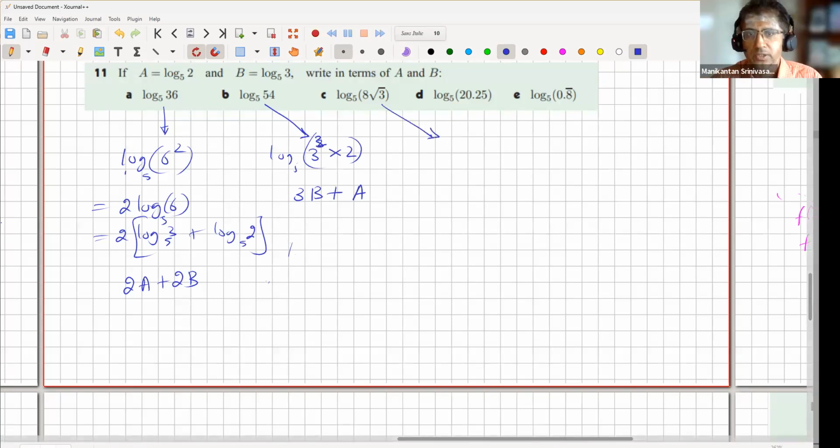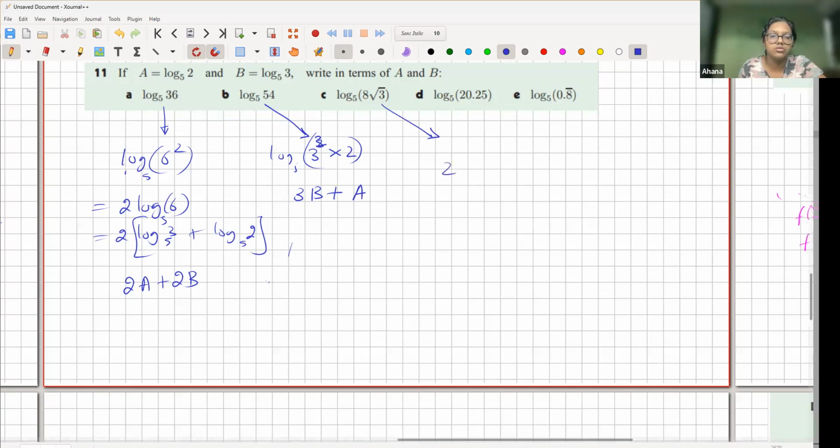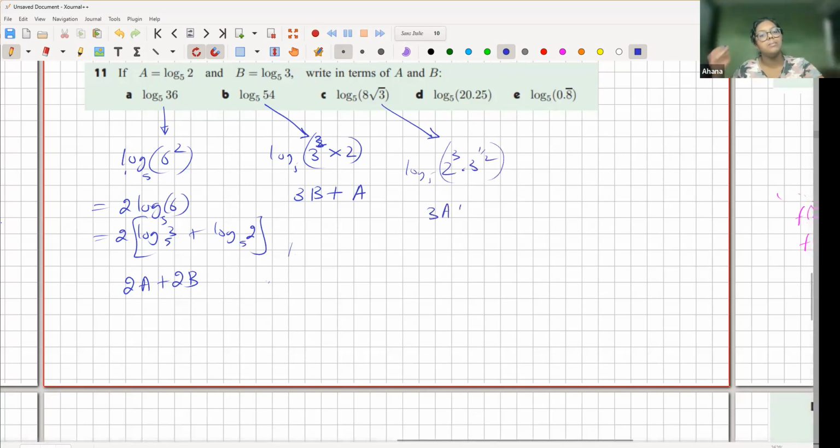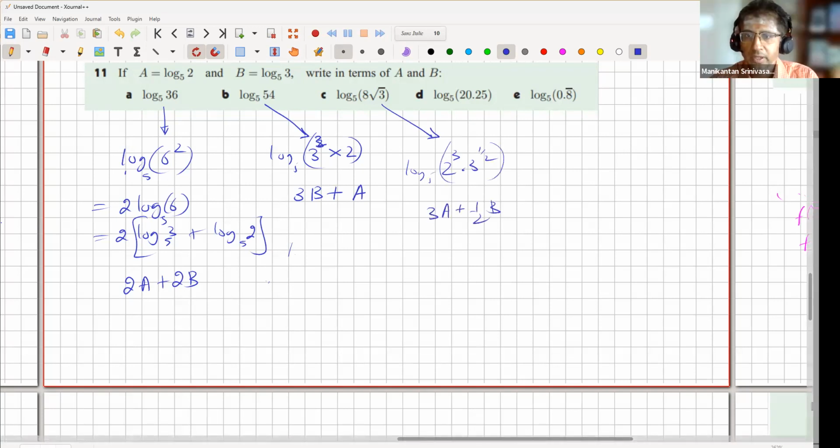Ahana, you want to try this? 8 root 3. It'll be 2 cube into 3 to the power half. So basically it'll be 3a plus half b. Okay, Avya.